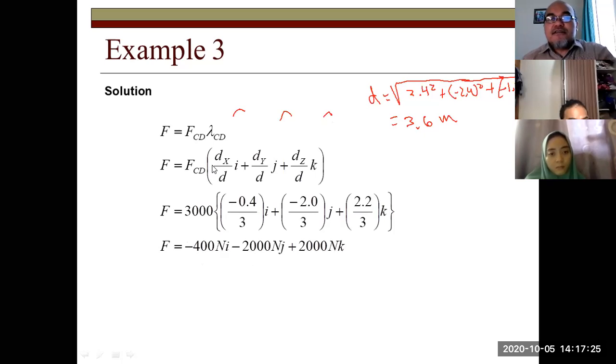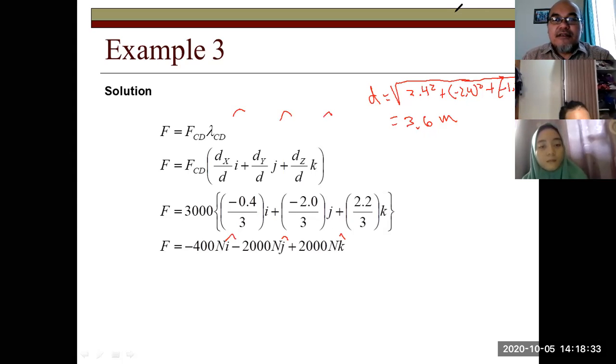Then the force FCD itself, you express in terms of its magnitude multiplied by the unit vector lambda CD. Similarly, the unit vector lambda CD is obtained from C to D: dx divided by the distance d gives lambda CDx. Lambda CDy is obtained from the difference in the y coordinate, dy, divided by the distance d, multiplied by unit vector J, and then lambda CDz is obtained from dz, the difference in the z coordinate between C and D, divided by the distance d. Then you obtain 3000 multiplied by (minus 0.4 divided by 3 I plus minus 2 divided by 3 J plus 2.2 divided by 3 K). FCD equals minus 400 newton I, minus 2000 newton J plus 2000 newton K. Okay.